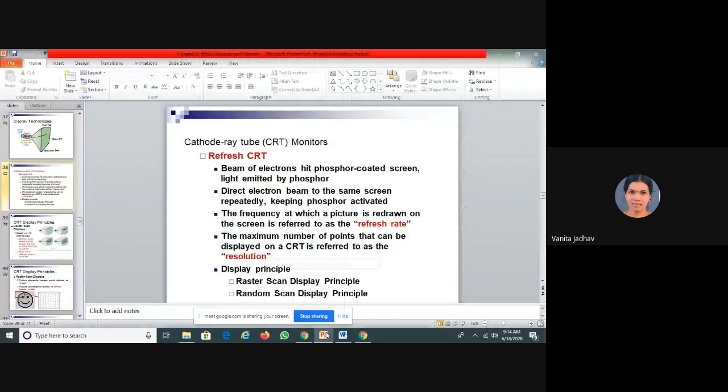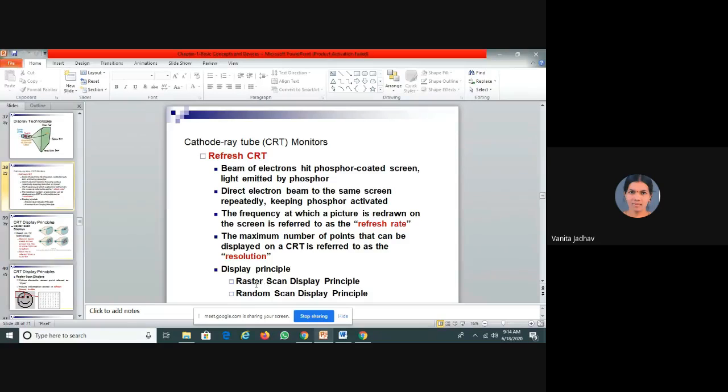Okay, in the last lecture we started the display principles. What is a principle? These are the methods used by the cathode ray tube to display the picture. There are two methods, raster scan display principle and random scan display principle. Either you can call it a principle or a method. These are the techniques used by the CRT to create the picture.